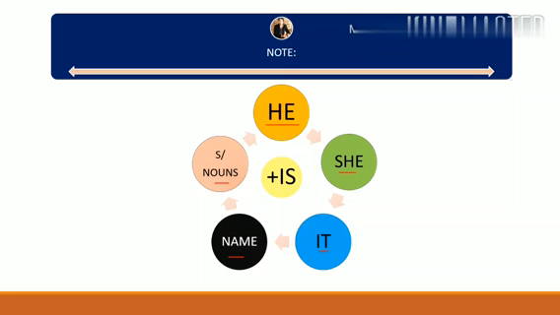But remember one thing, when we talk about a name, it means any person's name. For example, Ram is going, Sham is going, Mohan is eating, and Sima is writing. When we talk about a singular noun, it means anything which is single. For example, a dog. A dog is barking. It means the dog, not dogs are barking. So remember all these words come under the third person singular, and you always need to make use of is with such kinds of words.